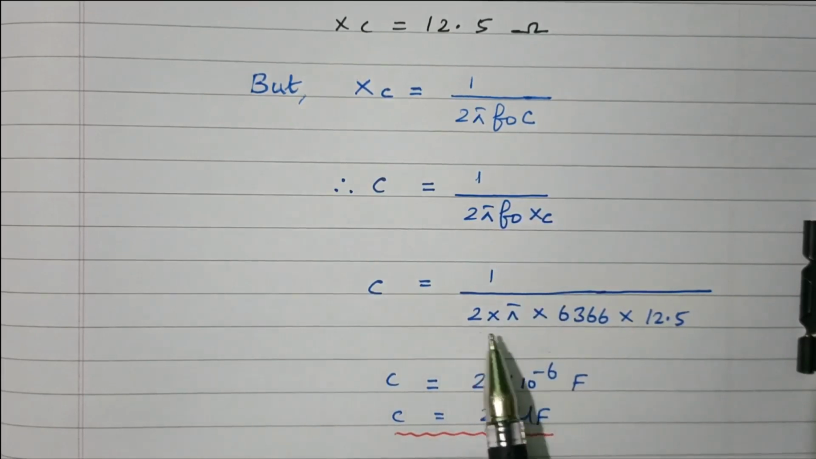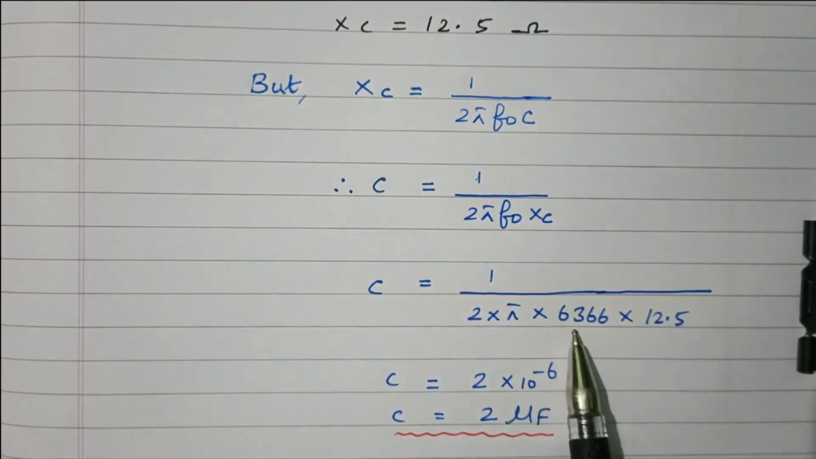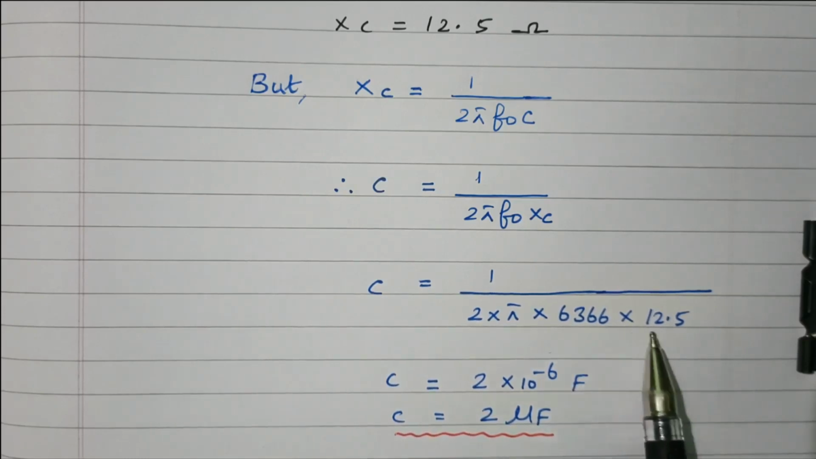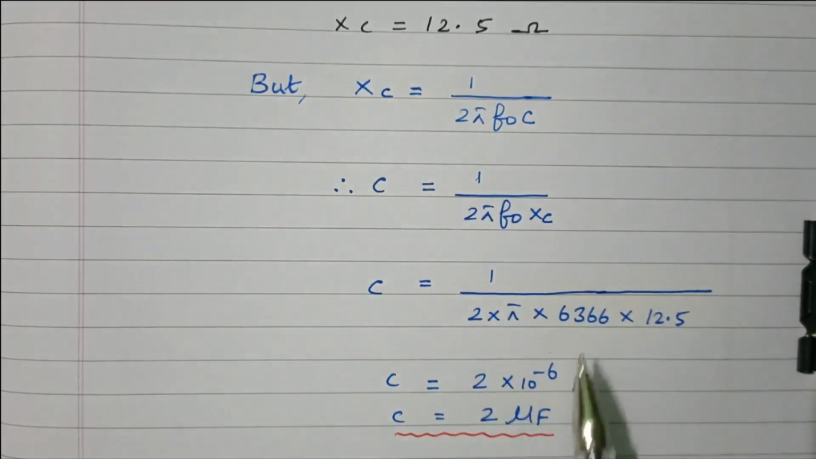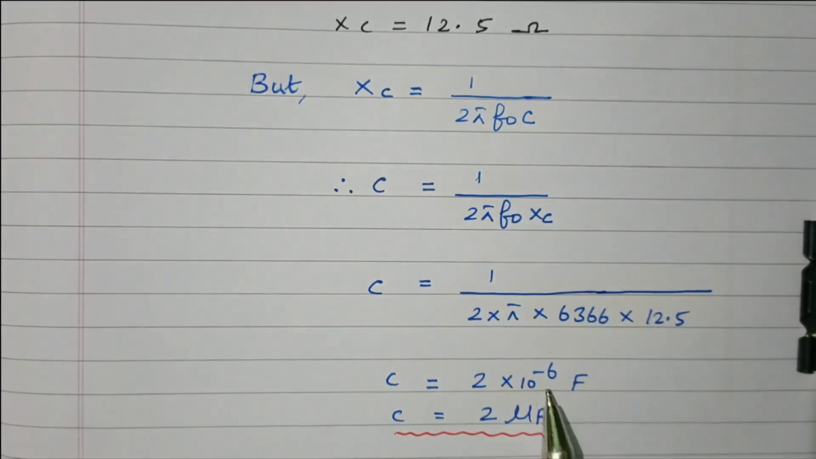So 1 divided by 2 into pi into this frequency is given, resonant frequency 6366, into 12.5, what we calculated Xc is 12.5. So while simplifying we got 2 into 10 to the power minus 6 farad. That is nothing but 2 microfarad.